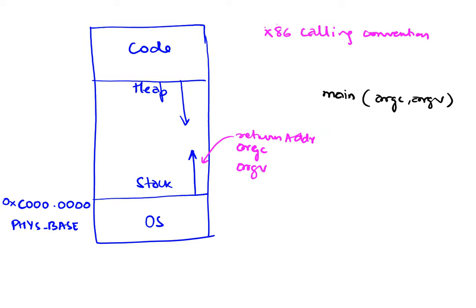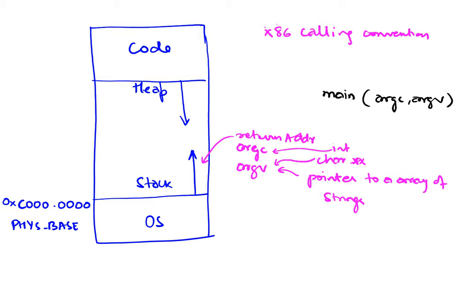But argv is actually a pointer. It's a pointer to an array of strings, because it's a char star star. So the data type of that is a char star star. It's a pointer to an array of strings, and that is just an integer. So where do we put these pointers? Well, it turns out the actual pointers of the strings themselves are also here. The strings themselves are also here. So this might not make sense to you.